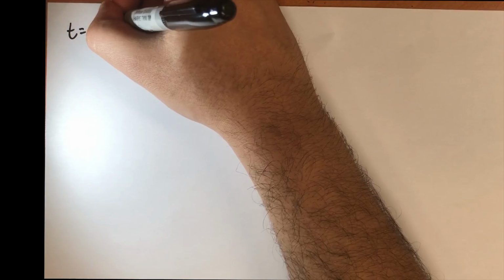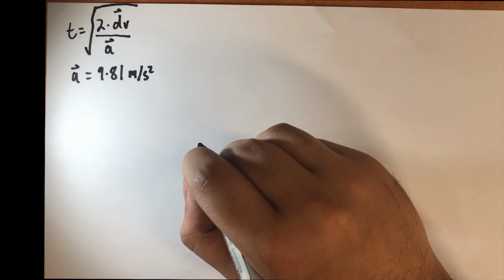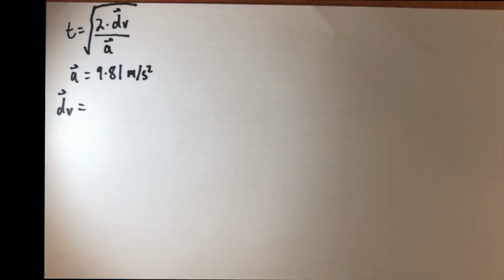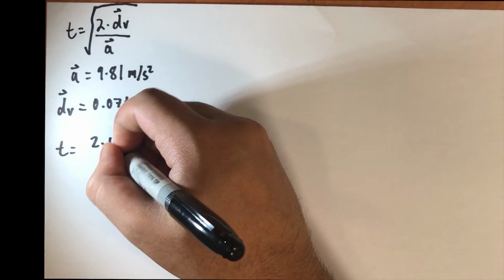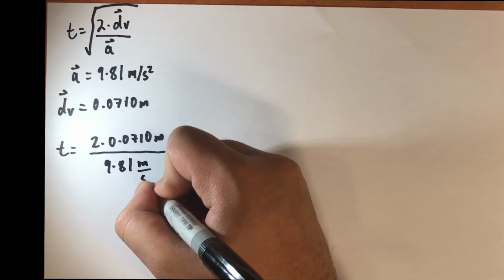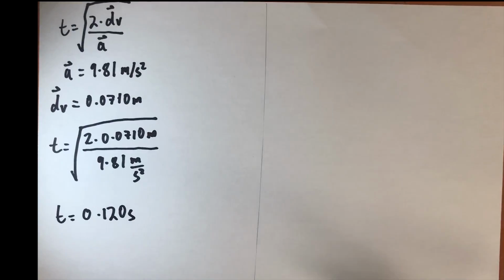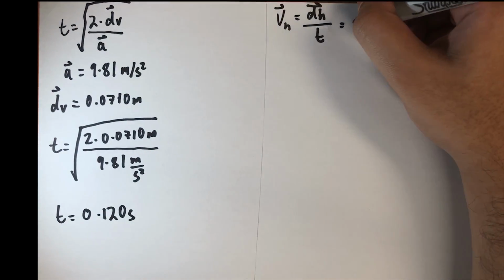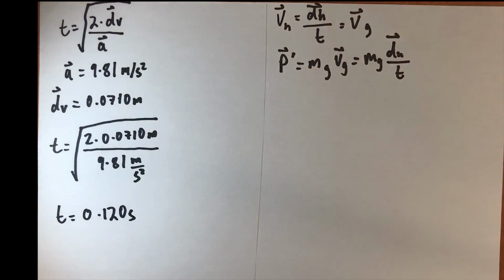We can then isolate t in this equation and solve for it, as we know that if we consider downward movement as being positive, that acceleration is 9.81 meters per second squared, and that the vertical distance between the bottom of the slide and the landing pad is 0.071 meters. Therefore, it takes 0.12 seconds for the green marble to hit the landing pad after the collision at the base of the slide. We can substitute this time value into the equation for horizontal displacement and find horizontal velocity. We can then find the green marble's momentum after the collision.